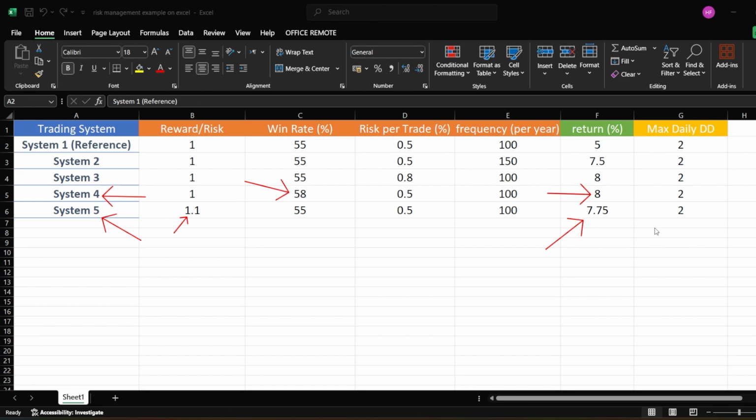I assume that my number of signals per day is low enough to not reach the maximum daily drawdown level. But you can calculate it as well if it happens for your trading strategy.